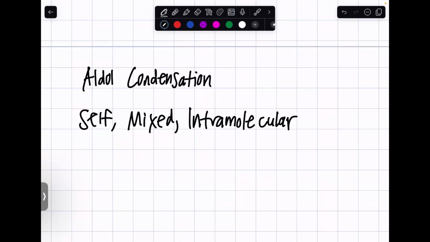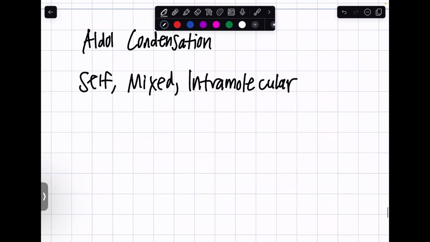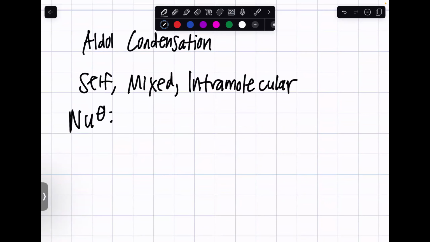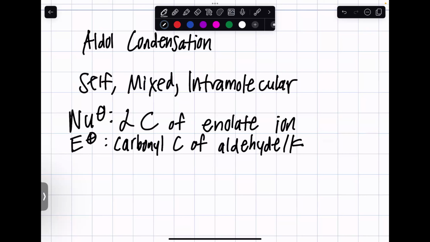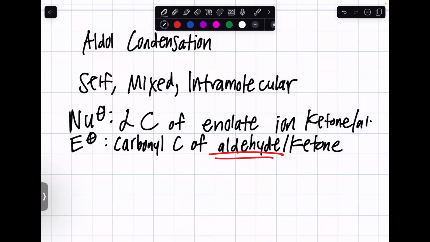I'll tell you how to tell the difference between them and know which one is going on. So for aldol, the nucleophile is going to be an alpha carbon of an enolate ion. The electrophile is going to be a carbonyl carbon of an aldehyde or ketone, most likely an aldehyde. That's most likely going to be your electrophile, the aldehyde carbonyl carbon. And the alpha carbon of the enolate ion is most likely going to come from a ketone. It could be an aldehyde as well, but most likely a ketone. We'll go over that when we go over the mixed.